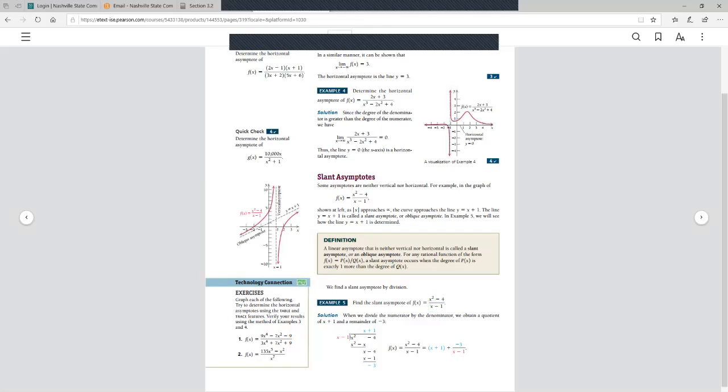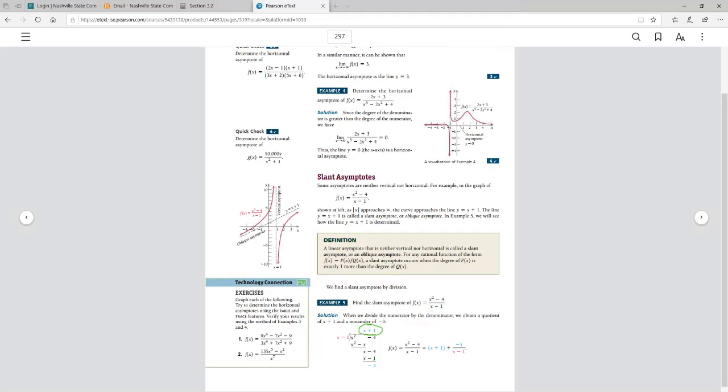So how do we find the slant asymptotes? Well, what we do is we divide x minus 1 into x squared minus 4, and we end up getting x plus 1 with a remainder of negative 3. And this is how we would write it: x plus 1 plus negative 3, which is the remainder, over x minus 1.